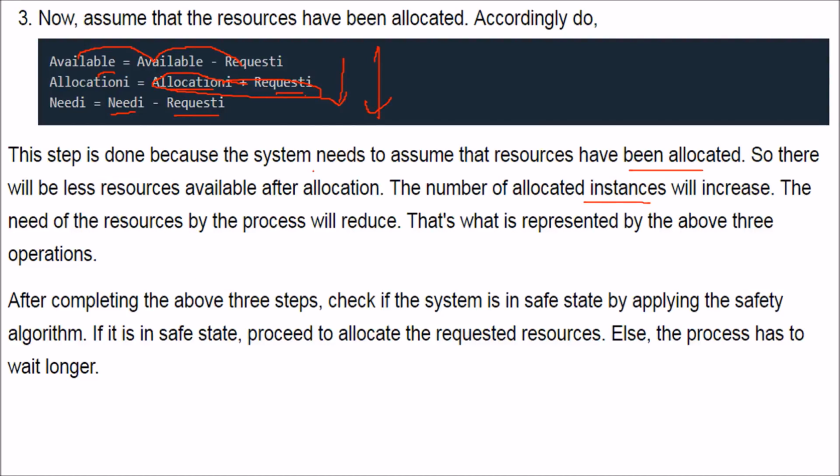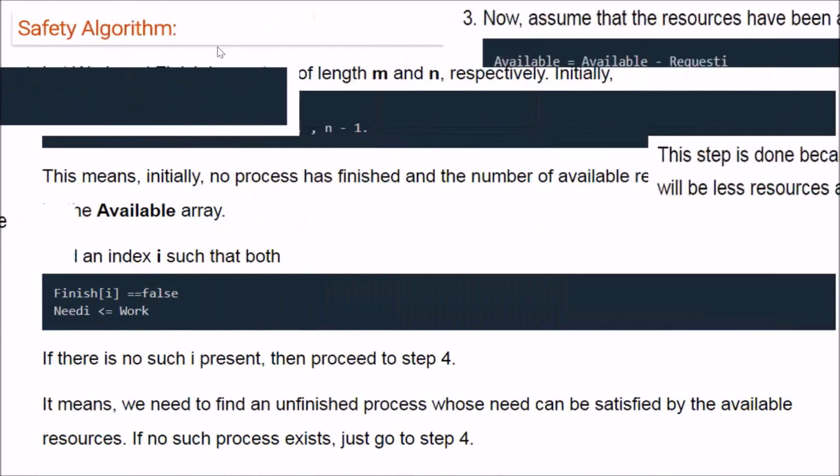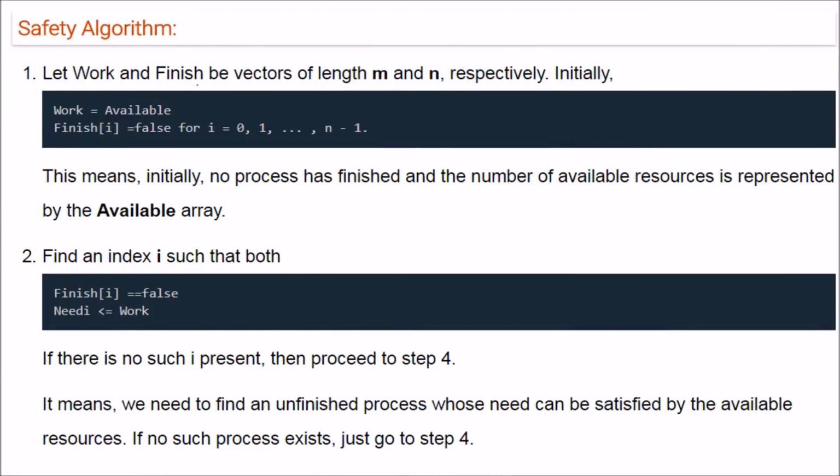After completing these 3 steps, we have to check if the system is in a safe state. Then we apply the safety algorithm here. If it is safe, we proceed to allocate the requested resources. Otherwise, again the process has to wait longer. What is the safety algorithm?